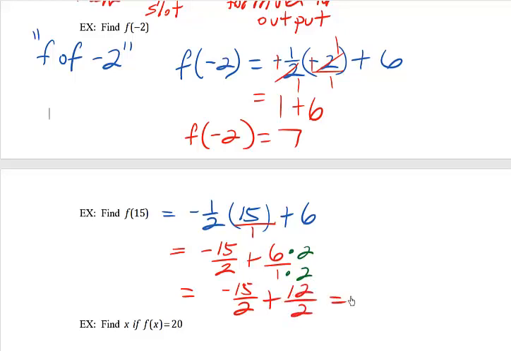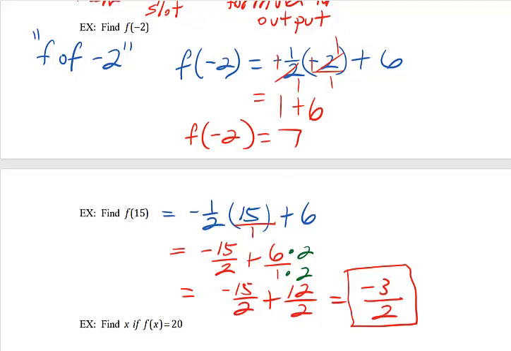Now that I have the common denominator, I can add the tops. -15 plus 12 is -3. The bottom stays the same. This doesn't reduce. And so here is my final answer. We were asked to find f of 15, and our answer is -3 halves. Again, that just means when 15 goes in, -3 halves comes out.